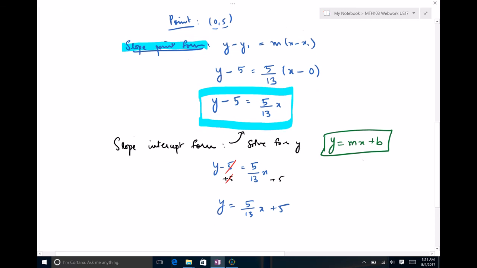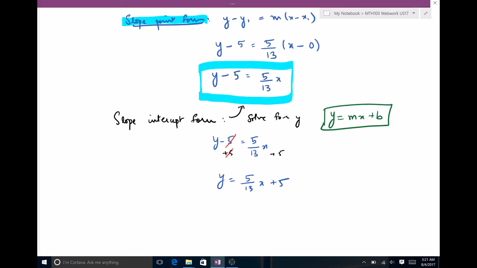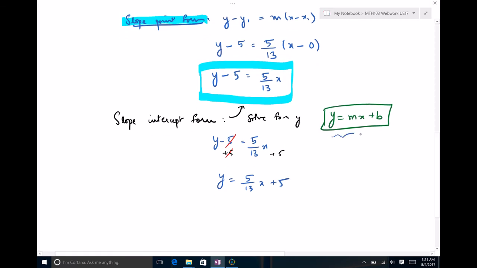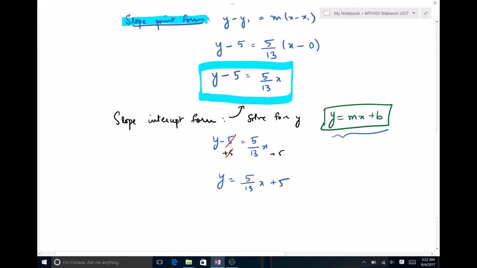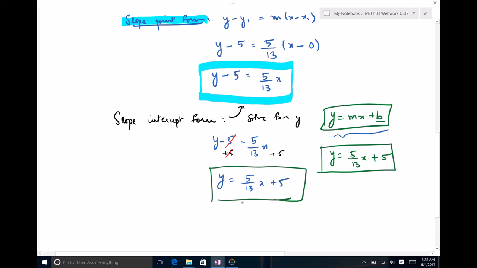By the way, you can also note that I could have directly written the equation by just using this formula over here, because I already knew the slope of the equation. I already knew that the slope is 5 over 13, and I already knew b, which is the y-intercept, as positive 5. So you can see that that is in congruence with what we got before. y equals 5 over 13x plus 5, and that's the slope-intercept form of the equation.